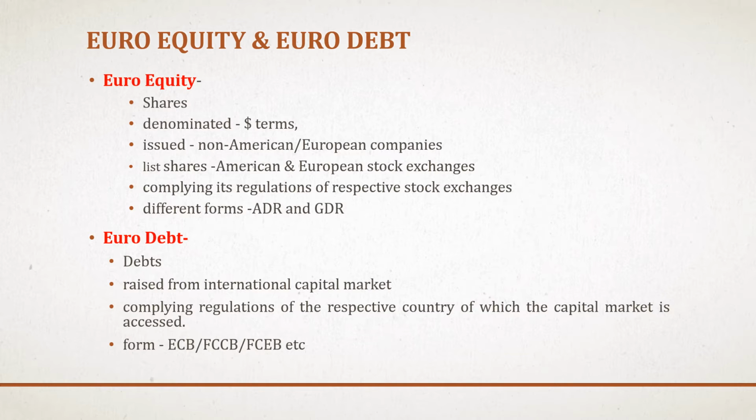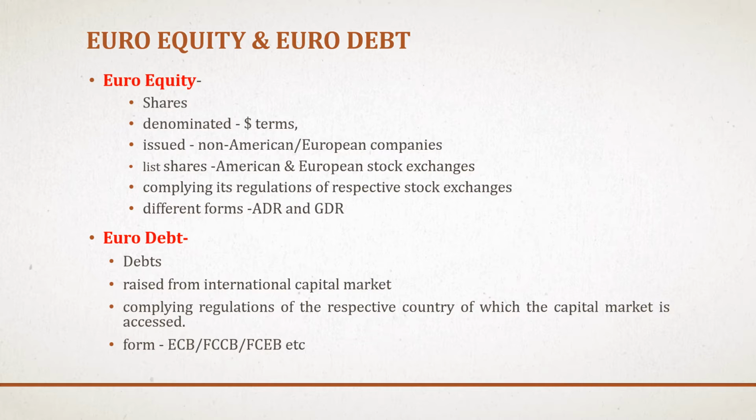Similarly, euro debt is raised from the international capital market by complying with the regulation of the respective country whose capital market is accessed. Euro debt can be issued in the form of external commercial borrowing, foreign currency convertible bonds, and foreign currency exchangeable bonds. Indian companies are allowed to raise capital in the international market through the issue of GDR, ADR, FCCB, FCEB, and through external commercial borrowings.